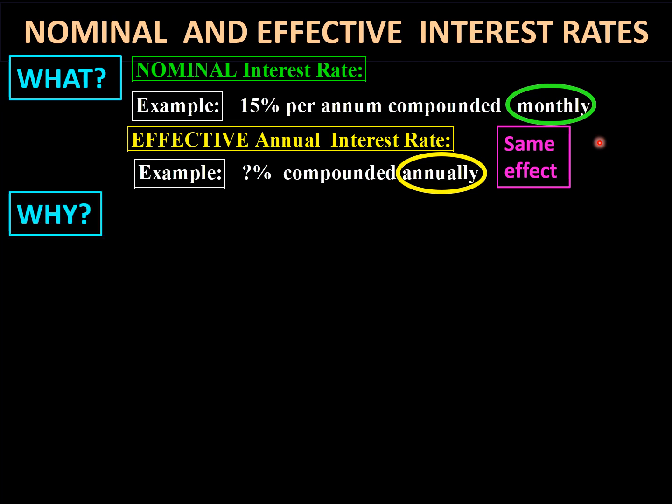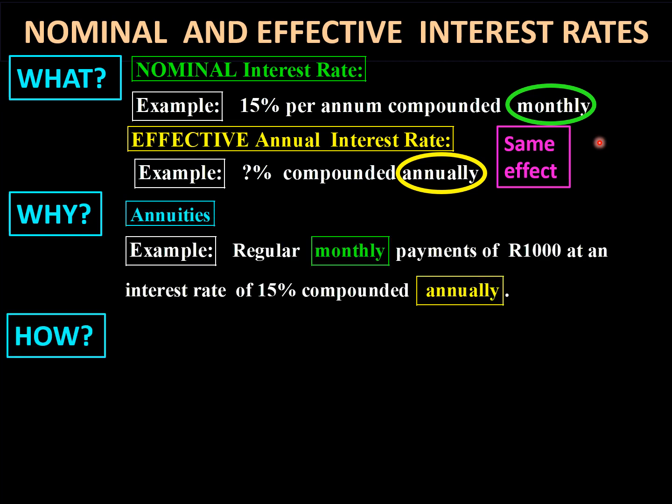Why do we need that? In annuities, let's look at an example. We're going to have regular monthly payments, and in this case the interest is compounded annually. Now in annuities, if the payments are monthly, the compounding should also be monthly, or if the payments are quarterly, the compounding should also be quarterly. So we have to convert from the one to the other.